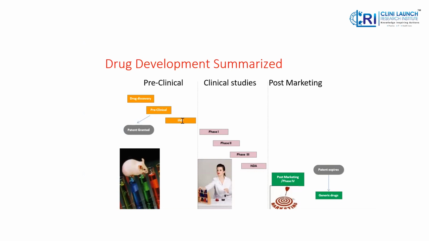So we are filing IND, the investigational new drug, to conduct the clinical studies. And after conducting phase 1, phase 2, and phase 3, we are filing for the NDA so that we can proceed further with phase 4, so that we can market the drug and see the effects of the drug in the real world, in a real population for a longer duration of time. So IND is filed for conducting clinical studies, and NDA is filed for marketing the drug.